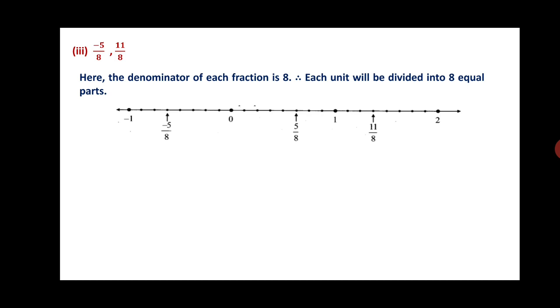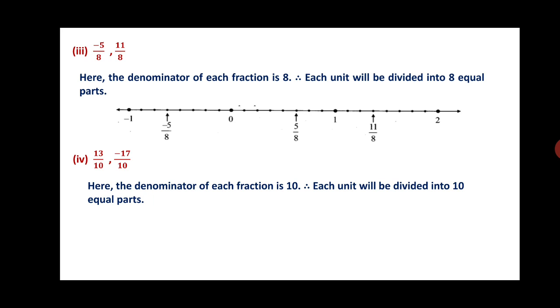See the figure. And 11 upon 8, this is lying between 1 and 2. From 0 it is the 11th part, but after 1 it is the third equal part, where you can see the 11 upon 8 on the right of the 0. Next we will see 13 upon 10 and minus 17 upon 10.